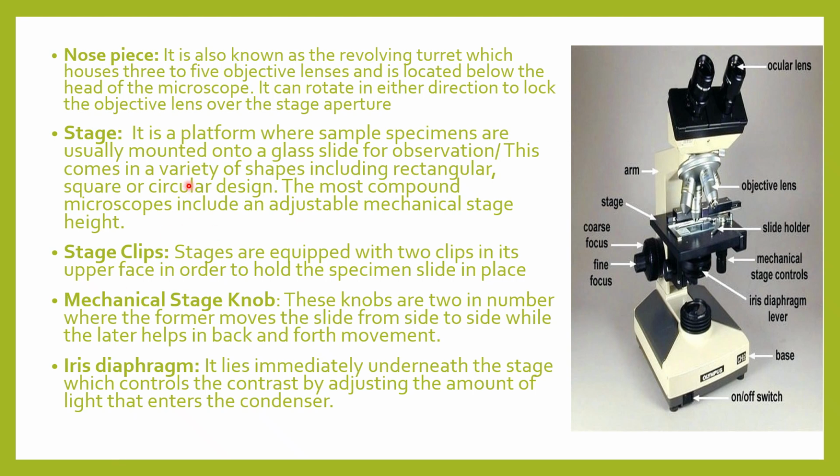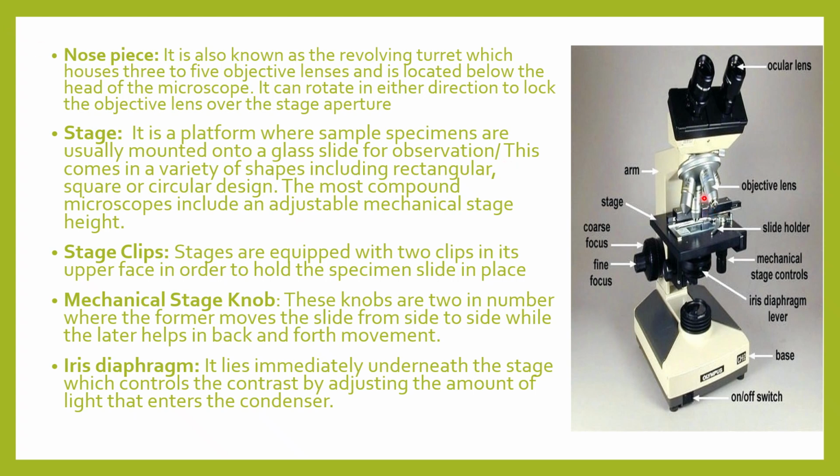Okay, so next is the nose piece. It is also known as the revolving turret, which houses 3 to 5 objective lenses and is located below the head of the microscope. It can rotate in either direction to lock the objective lens over the stage aperture.